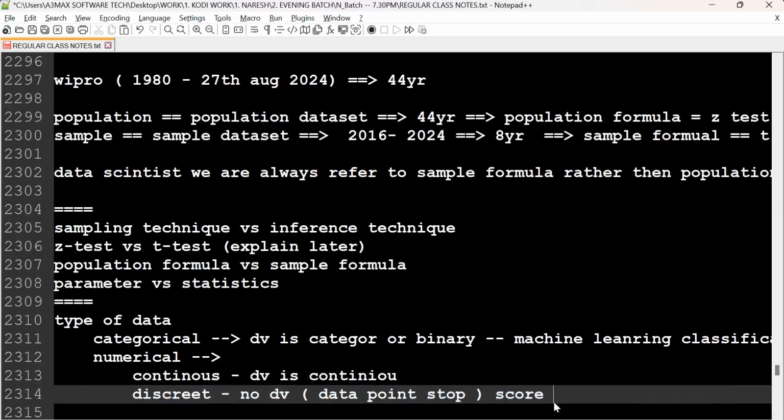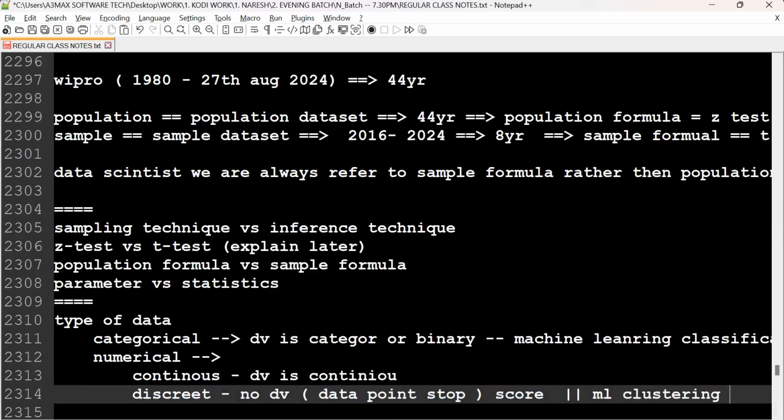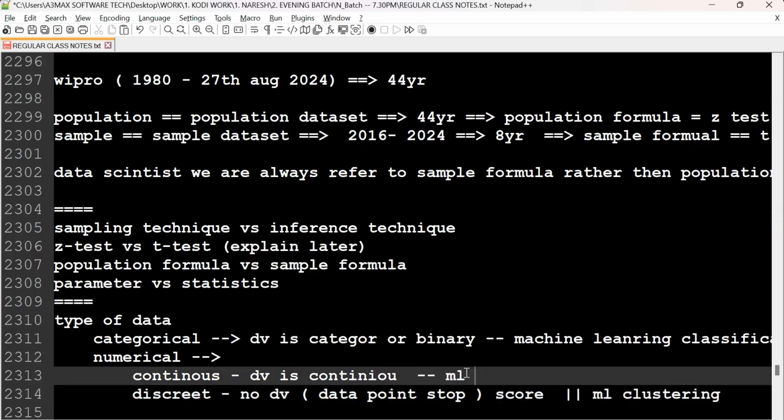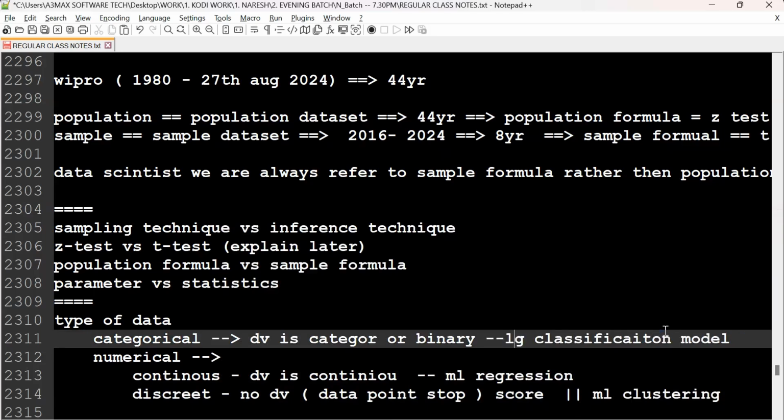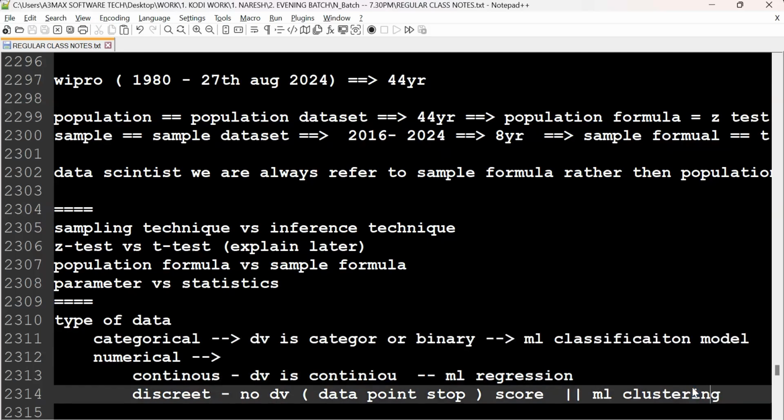So this comes under clustering. This comes under machine learning clustering. This comes under machine learning regression. This comes under machine learning classification. Okay, I hope you understand this part.